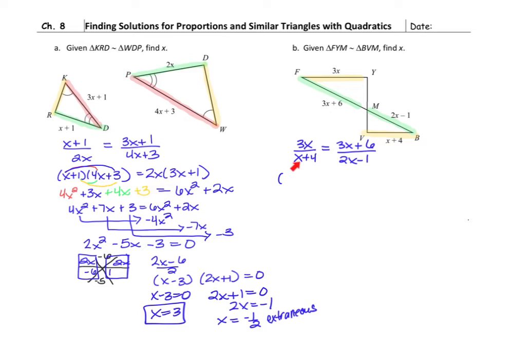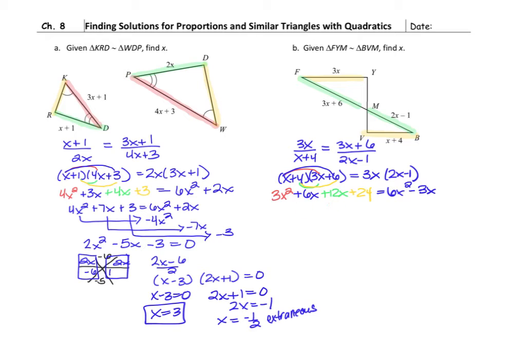So we have x plus 4 times 3x plus 6, and then 3x times 2x minus 1. Now we're going to have to multiply these together, and I'm going to use FOIL. So my first two terms are x and 3x. That's going to give me 3x squared. My outermost terms are x and 6. That's going to give me a 6x. My innermost terms are 4 and 3x. That's going to give me 12x. And my last terms are 4 and 6. That's going to give me 24. And we're going to set that equal to 6x squared minus 3x.